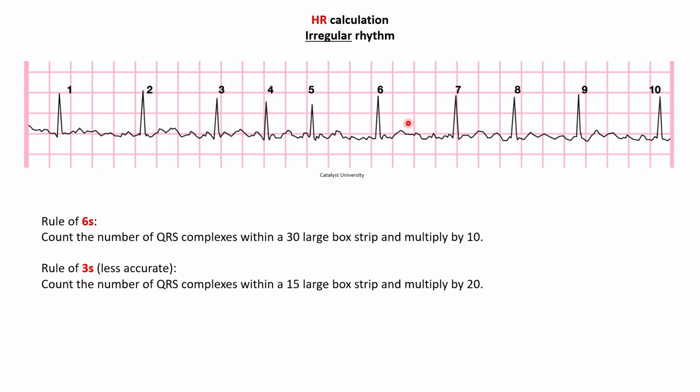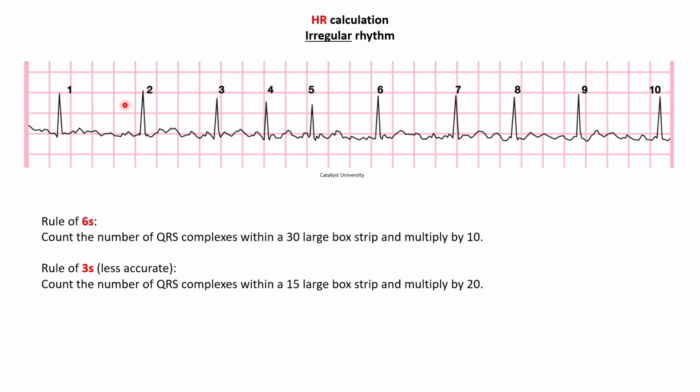I'm repeating it again. You count 30 large boxes, see how many QRS complexes there are, and multiply by 10. The number 10 is not changed at all; it's a fixed number. But there is another rule, which is called the rule of 3 seconds. You will count 3 seconds, which is 15 large boxes, but you will multiply by 20. The 20 is also a fixed number.